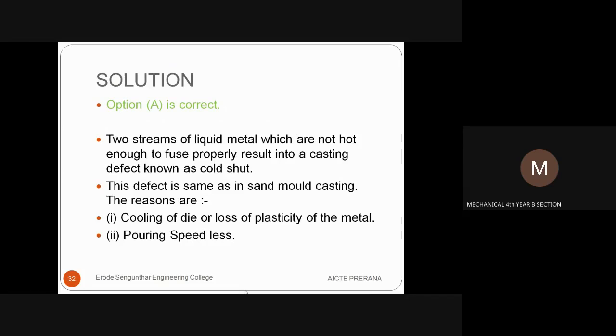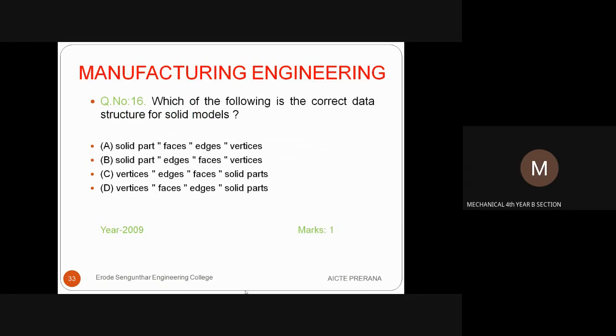Okay, right. So moving on to the next question, question number 16. Which of the following is the correct data structure of solid models? Solid models: in what way do we have to represent a solid model? That is our question. In the year 2009, it was asked, and it carries 1 mark. Let us see the options over here.